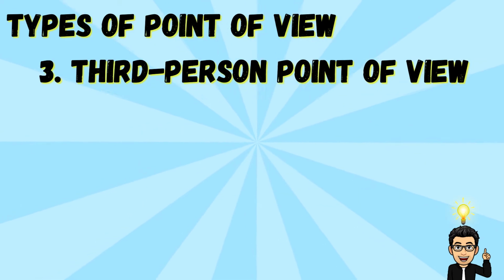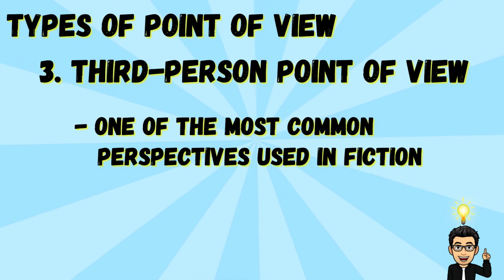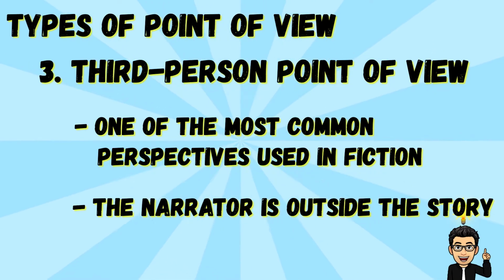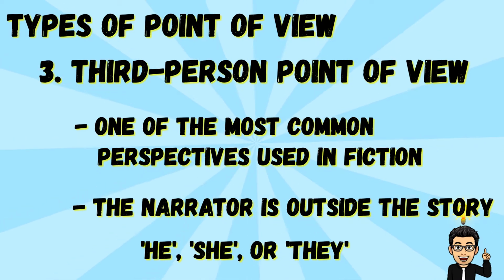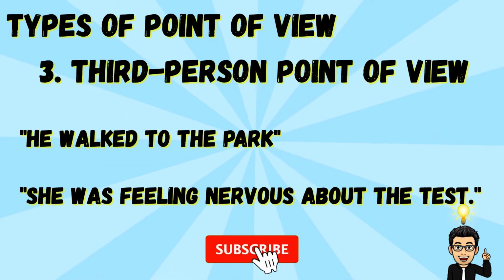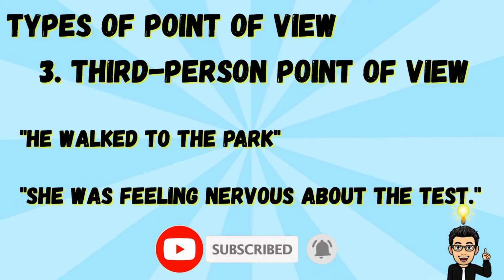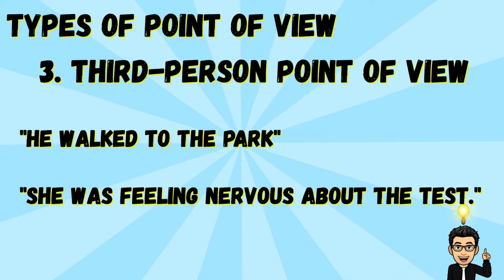Finally, we have third-person point of view. This is one of the most common perspectives used in fiction. The narrator is outside the story, telling us about the characters using he, she, or they. For example, he walked to the park, or she was feeling nervous about the test. In third person, there are a few variations: limited, omniscient, and objective.